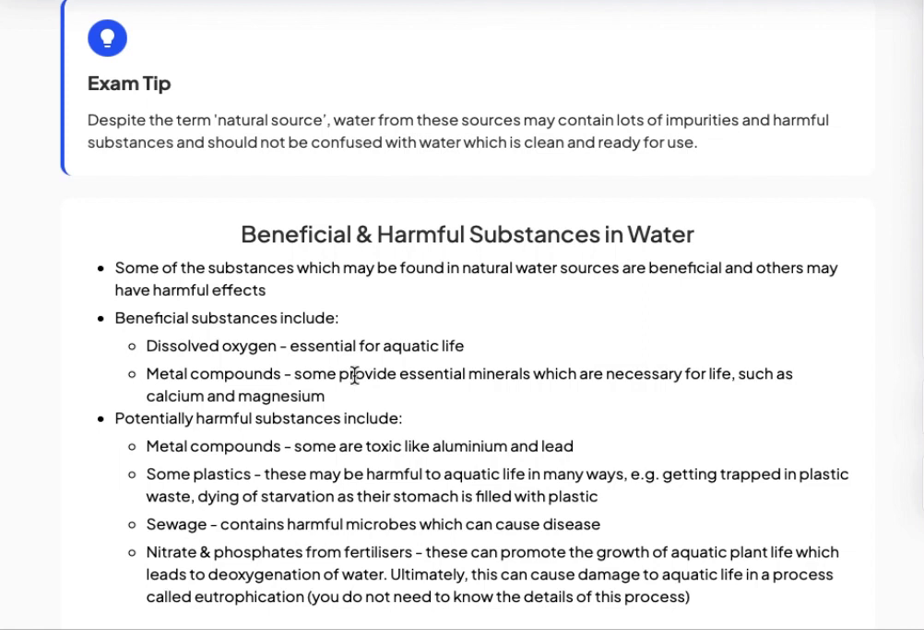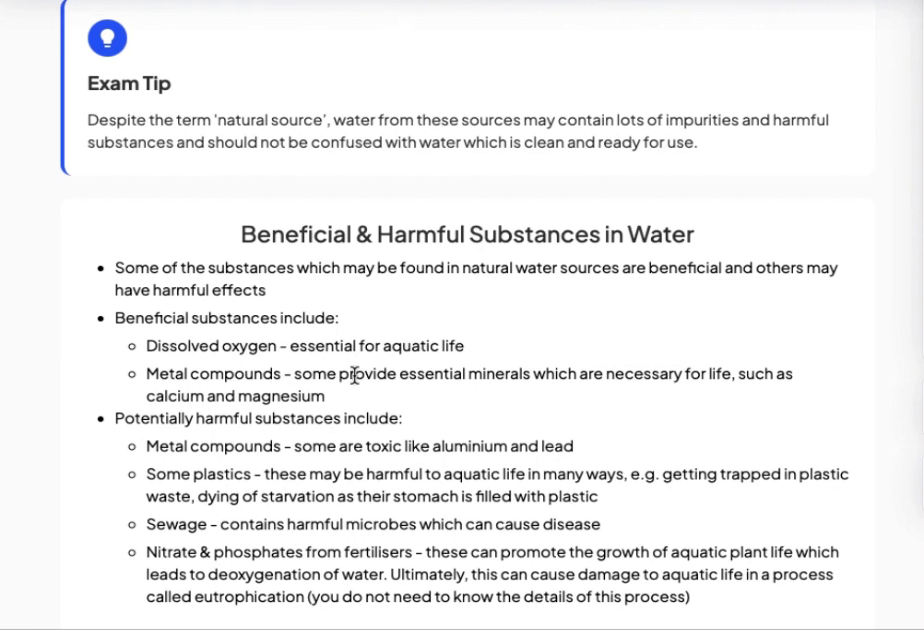The harmful ones also include metal compounds, some of which are very toxic, like aluminum, lead, and zinc. All these are toxic. When they find their way into water, the water becomes polluted and is no longer safe for consumption. Some plastic also, broken tiny pieces of plastic, is harmful when it finds its way to aquatic water. Okay, they get trapped in the waste, and this can cause a lot of harm in our body.